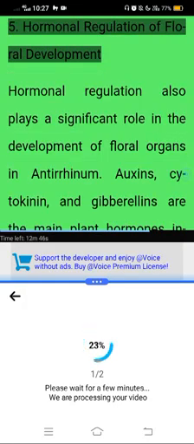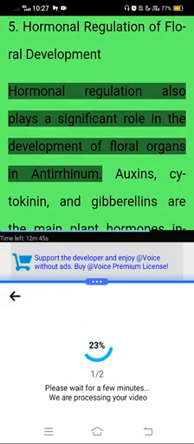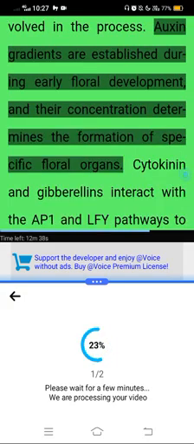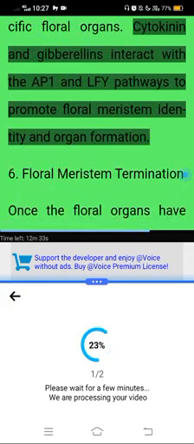5. Hormonal regulation of floral development. Hormonal regulation also plays a significant role in the development of floral organs in Antirrhinum. Auxins, cytokinin, and gibberellins are the main plant hormones involved in the process. Auxin gradients are established during early floral development, and their concentration determines the formation of specific floral organs. Cytokinin and gibberellins interact with the AP1 and LFY pathways to promote floral meristem identity and organ formation.